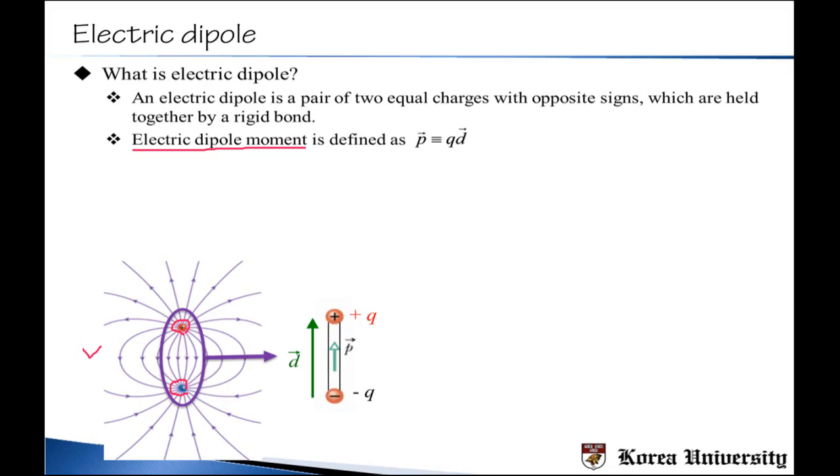We typically call it the P vector, and it's defined as the product of q, which is a charge, and d, which is a displacement vector between the negative and positive charges. Okay, so here you can get the idea that if each charge is stronger, then the electric dipole moment will become larger. And if the distance between these two charges becomes longer, then the electric dipole moment will also become larger. Okay, so that's how we define the electric dipole moment.